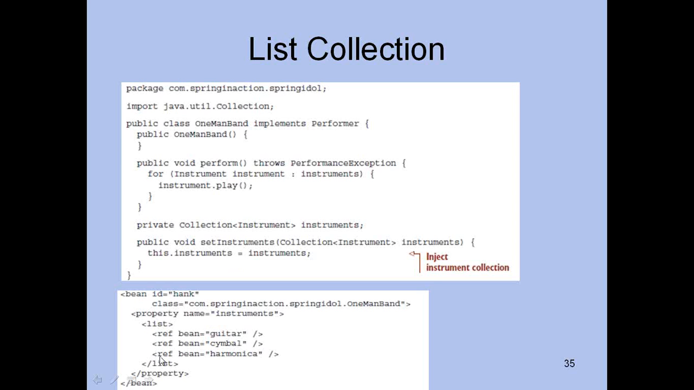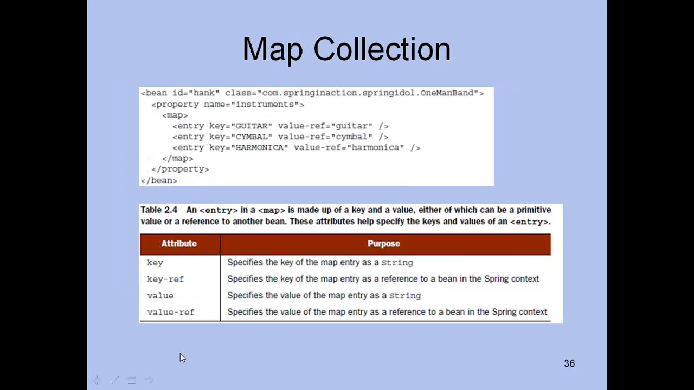In this case, you are using list, because the collection element is a list of instruments which are beans. We are using ref bean equal to. If it is a map, you use the tag map, and map will have key value pairs. So entry is an entry element, with key and value ref.